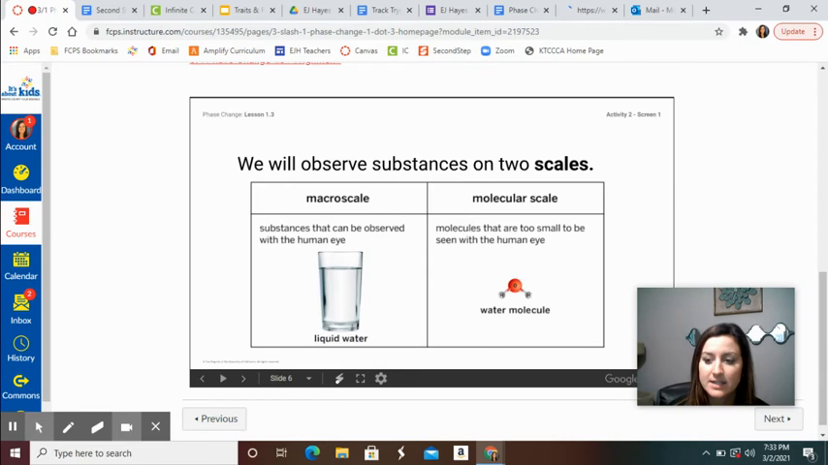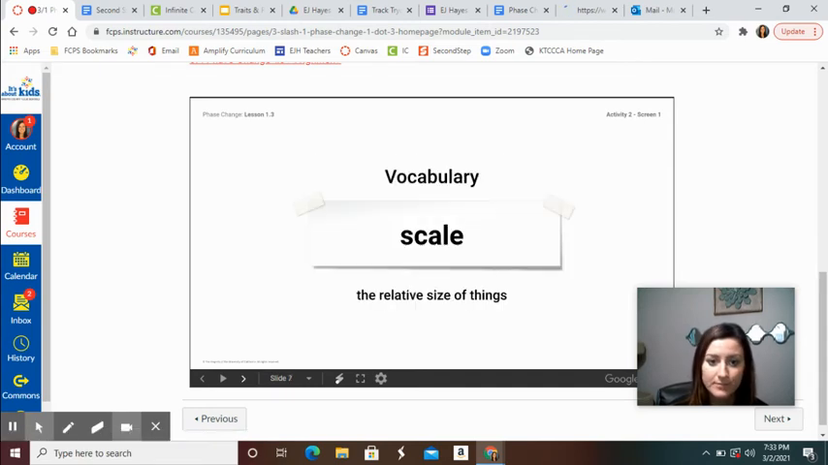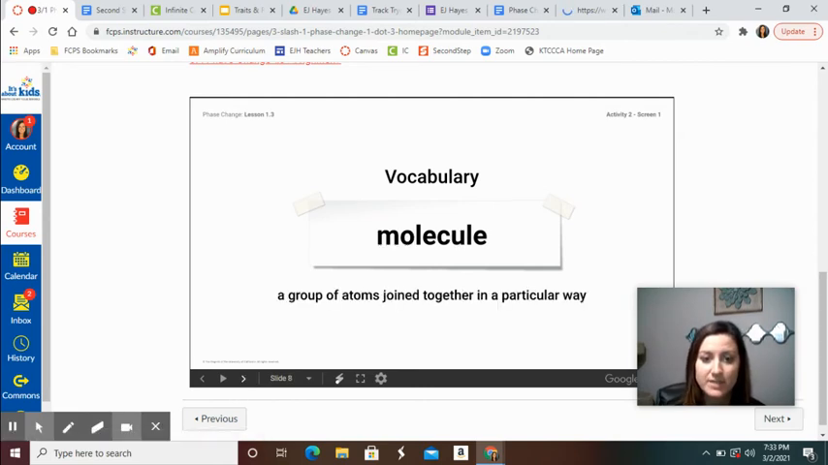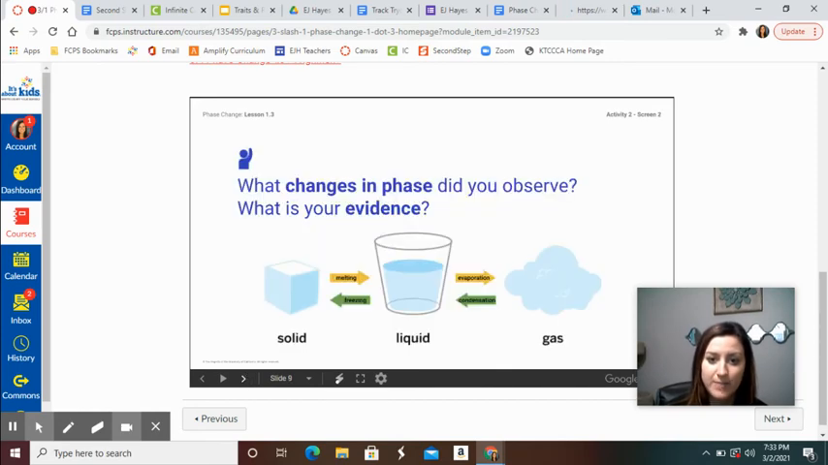But this is the idea we're focusing on right now: macro scale versus molecular scale. Macro scale is what we can observe with our eye. We can observe the liquid water and see the water in the cup. The molecular scale would be all the molecules that we can't see. We know that the liquid cup of water is made of molecules, but we can't see them. Those are things that are too small for our eye to see. We have scale, which is the relative size of things. Molecule, which is a review from a previous unit, is when our atoms join together in a particular way.